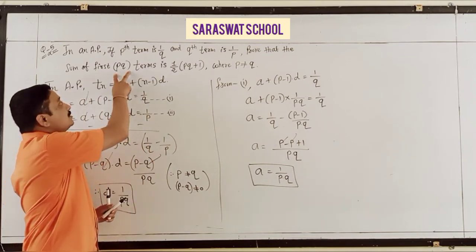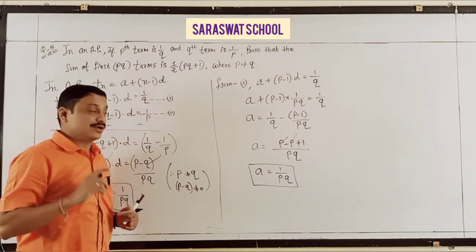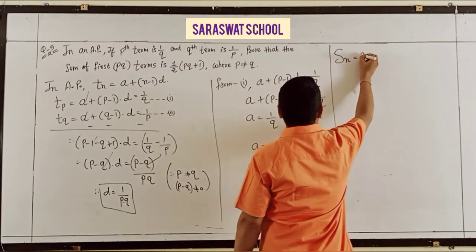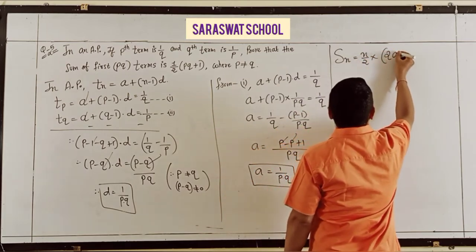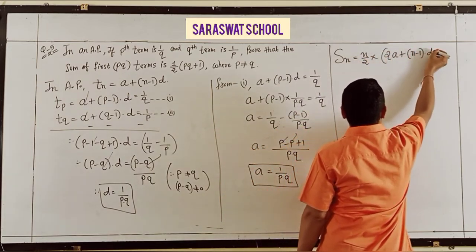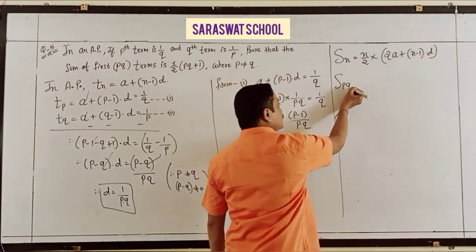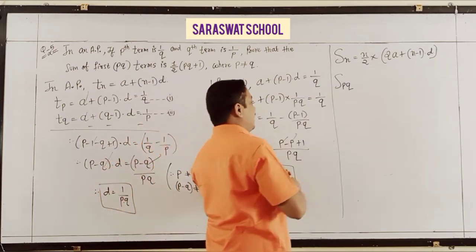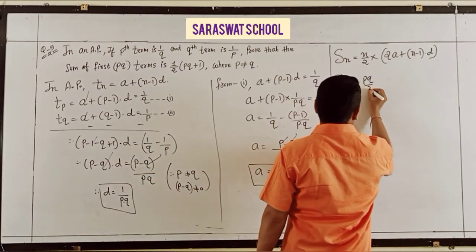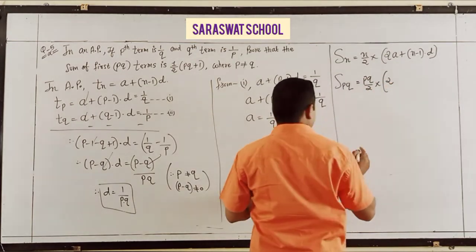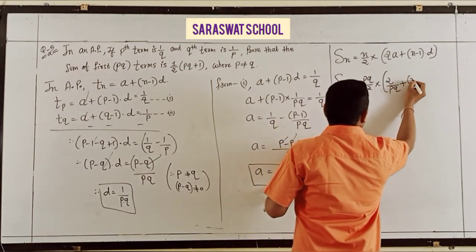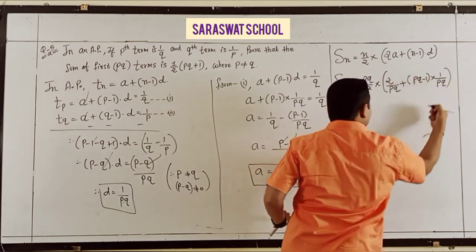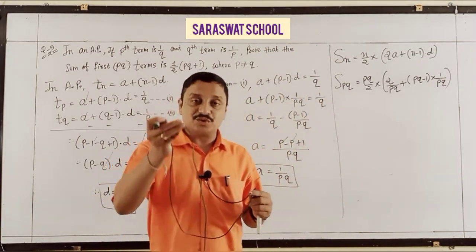And I want the summation of the first PQ terms. So I now start the summation of n formula: n by 2, 2a plus (n minus 1)d. But I want the summation of PQ terms. Yes, very easy solution, students. n is put as PQ, so PQ by 2. a is 1 by PQ. And n minus 1, so n is PQ. d is also, students, 1 by PQ. And you easily create your solution.